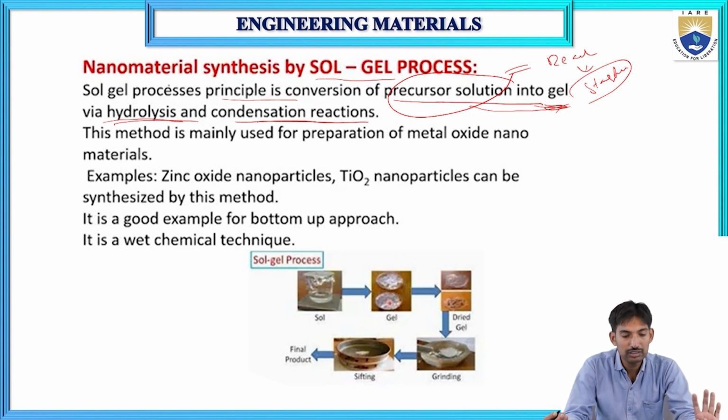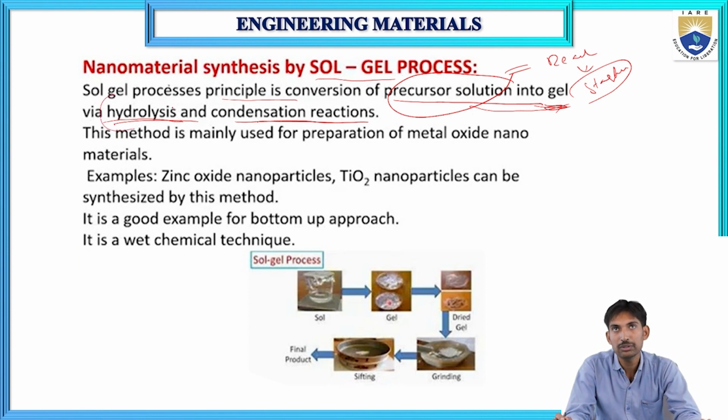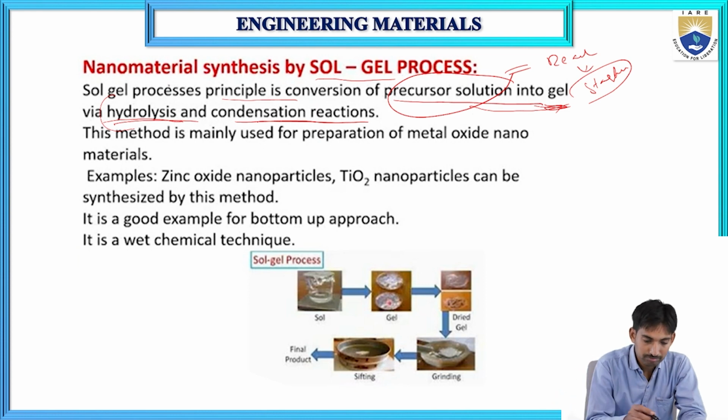What is the principle of the Solgel process? First we have to convert the precursor solution into the gel solution by using hydrolysis and condensation reactions. By using these reactions, you have to convert this precursor solution into the gel form.